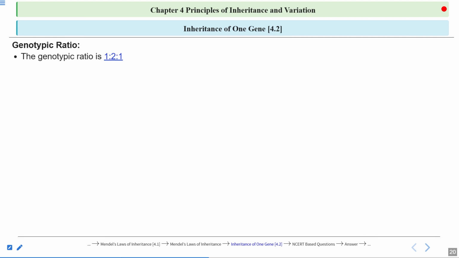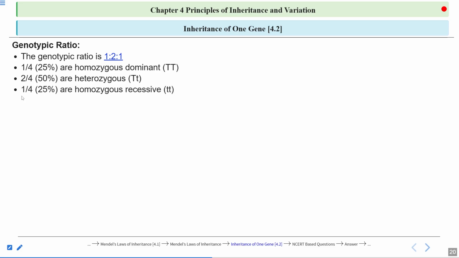So what is the genotypic ratio here? Genotypic ratio will be 1:2:1, where 25%, means 1/4, are homozygous dominant. 2/4, means 50%, are heterozygous, capital T, small t. So this 2 is capital T, small t, 1 is capital T, capital T. And then 1/4, 25%, are homozygous recessive, small t, small t. So this again 1, this is small t, small t. So the genotypic ratio in a monohybrid cross is 1:2:1.